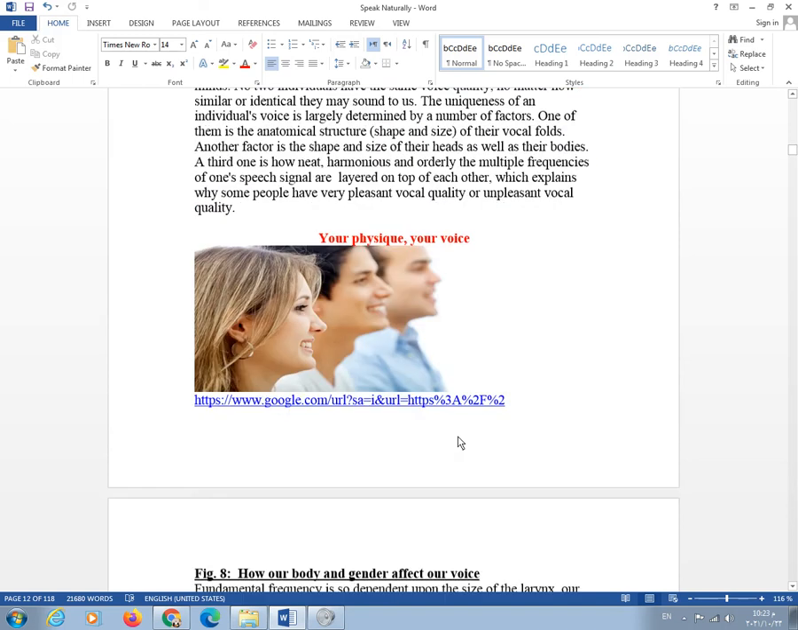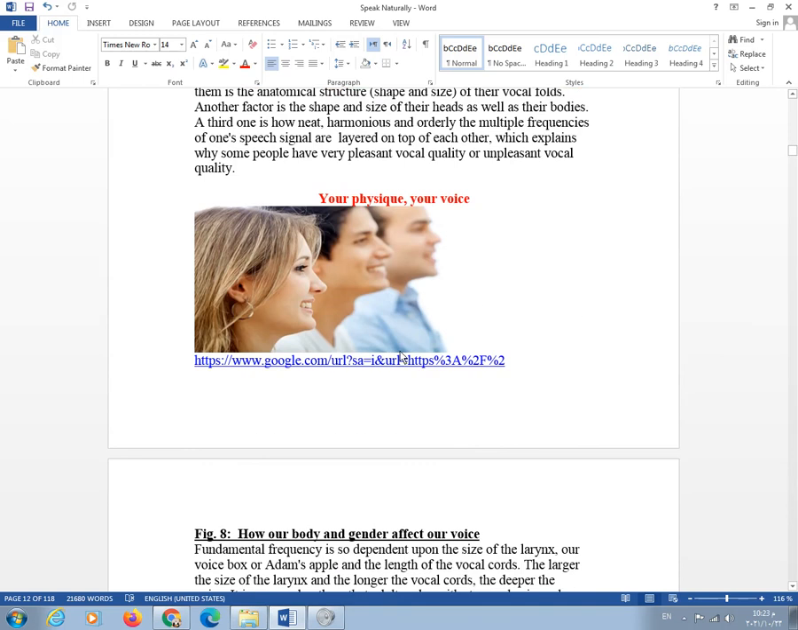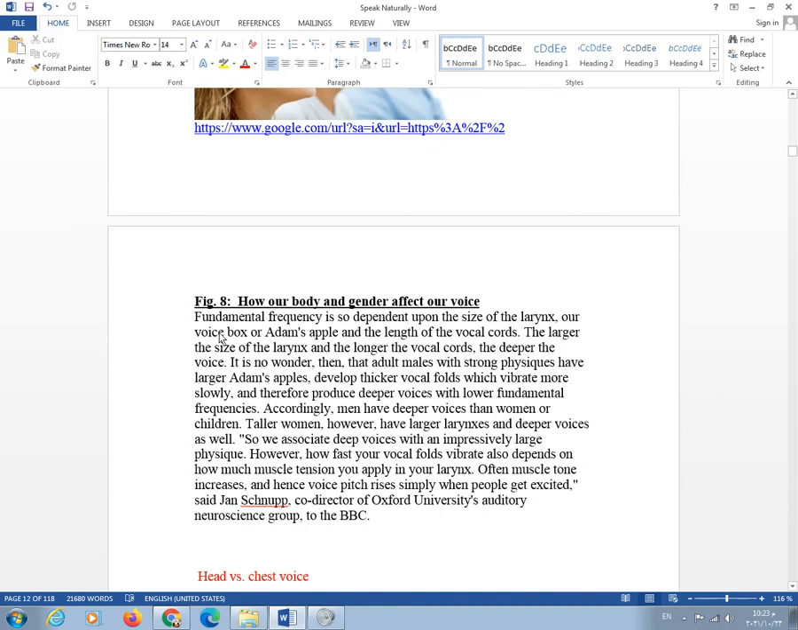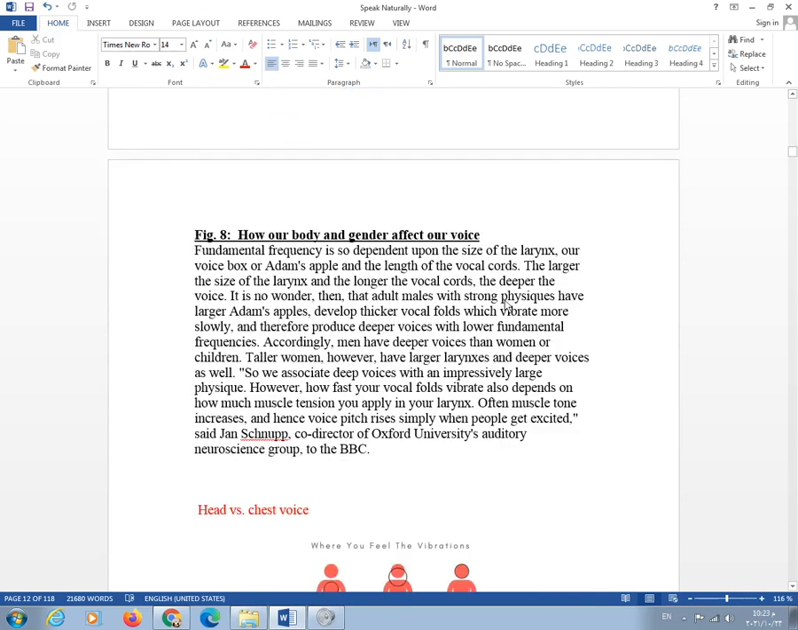Your physique determines your voice. As we said, our voice is affected by the anatomical structure of our body. And then, for example, taller people have thicker voices, as we can see here: the larger the size of the larynx, the longer the vocal folds and the deeper the voice.